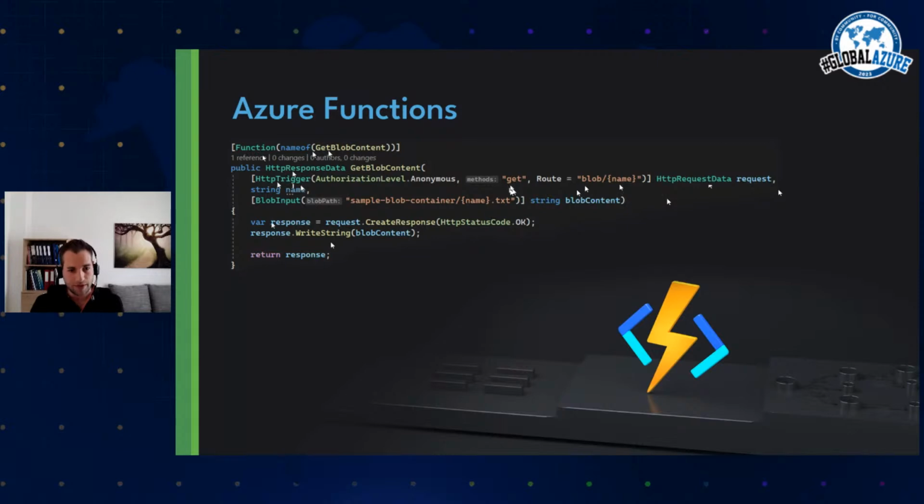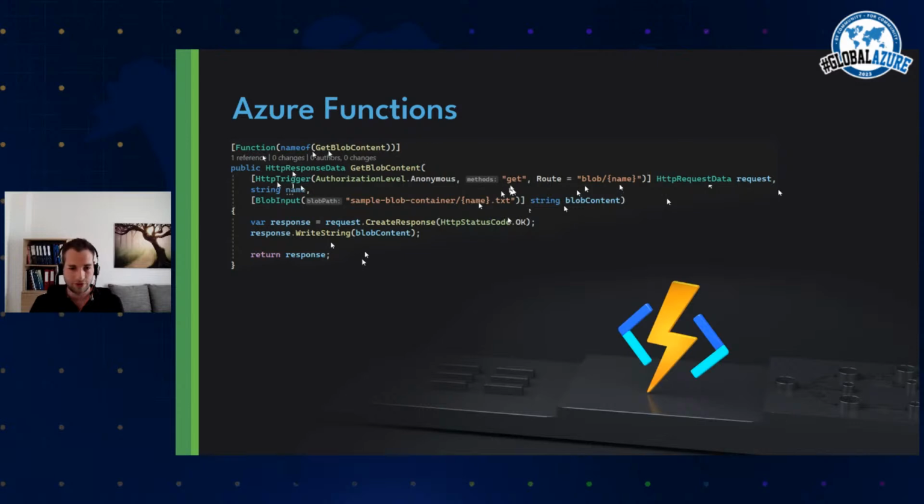For example, we can use this blob input attribute here to inject the content of a blob, of a file that is available somewhere in blob storage, directly into our function. We just specify the path to the blob container and the file. Again, we can use this placeholder, and the Azure Functions runtime takes care of downloading this blob and injecting it into our function. We don't have to use the blob storage SDK ourselves to retrieve this blob in our function. So it makes it quite easy to integrate different Azure technologies.